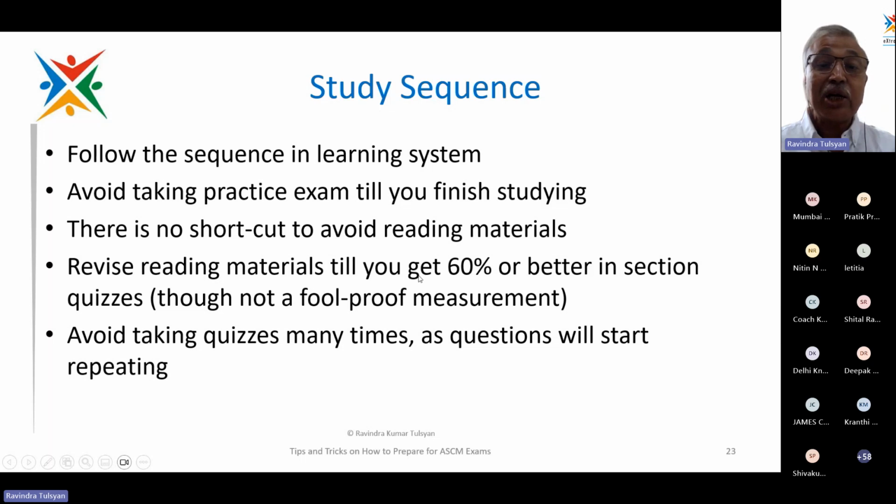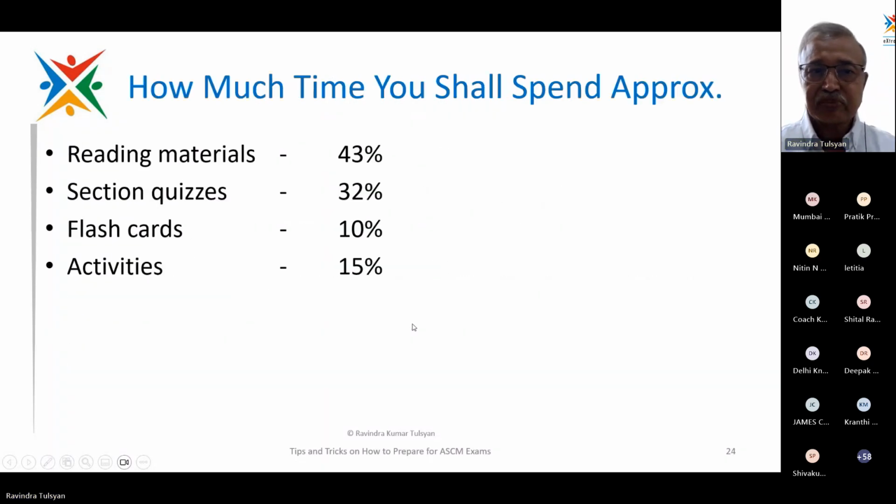Now revise the reading material till you get 60% or better in section quizzes. I'm not saying 60% will guarantee you pass, but approximately 60%. If you get 80%, so much better. 80% gives a little better confidence that you're prepared. As I said, avoid taking quizzes many times, as questions will start repeating. You should not give quizzes again and again. That is not going to help.